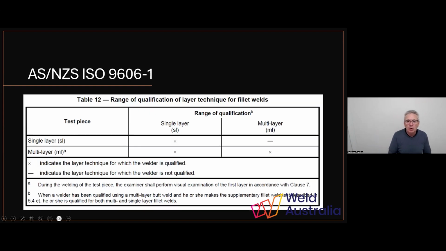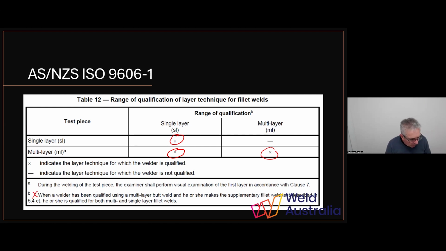And the key thing to look at here, when you're looking particularly at this table, is it basically says if you've done a single layer, you're only covered for a single layer. Okay. If we've done a multi-layer, we're naturally covered for a single layer. But what you've got to look for is down here.